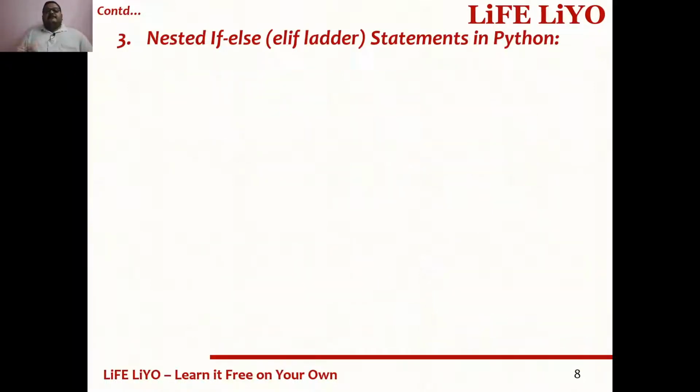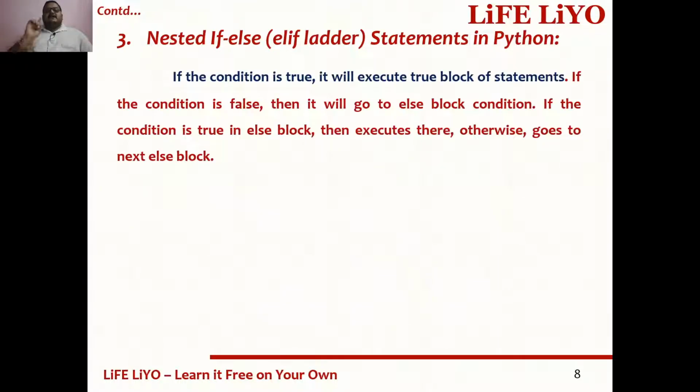Nested if else, that is the elif ladder. So what is it going to do? First it checks for the condition. If the condition is true, then it is going to execute the true block of statements in the first condition. If the condition is false, then it is going to check for another condition in the else block.